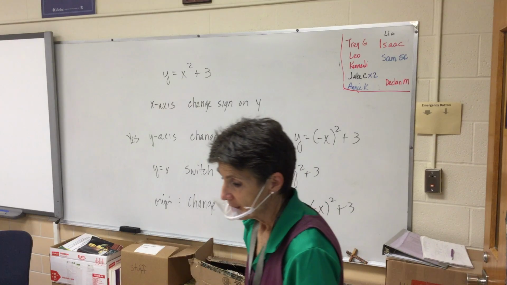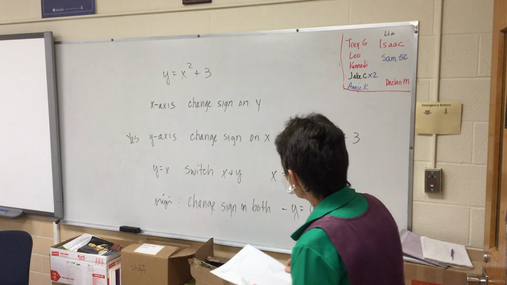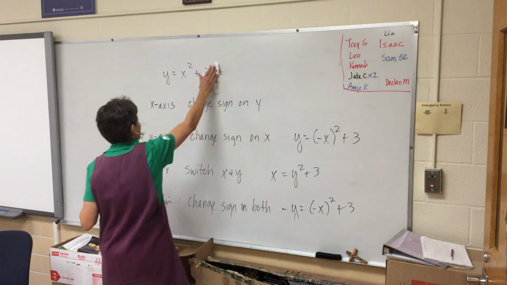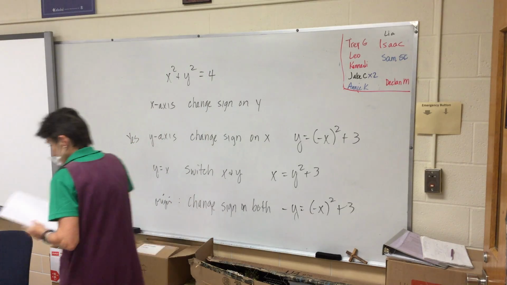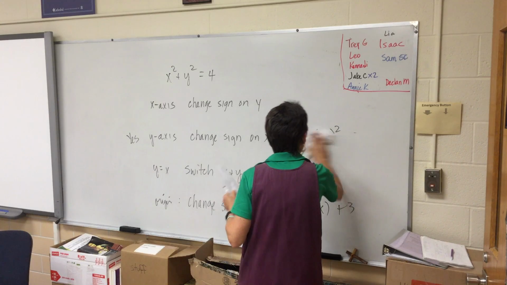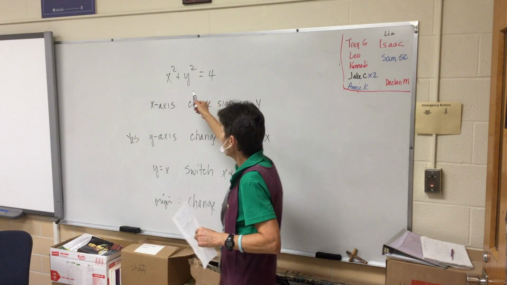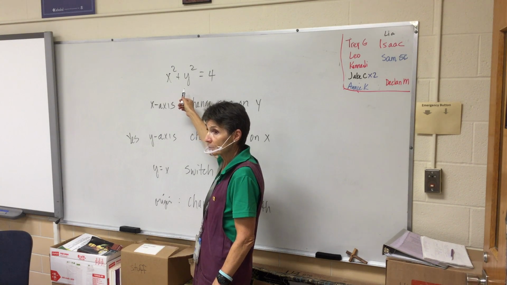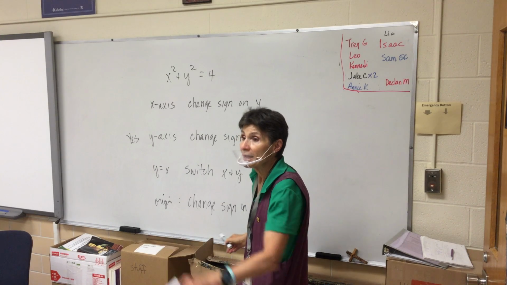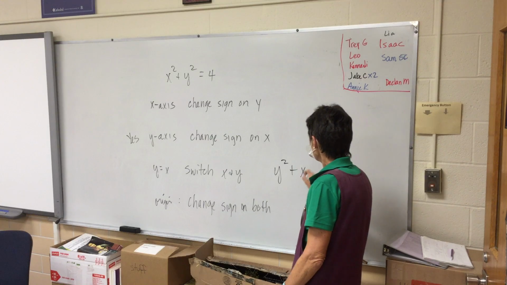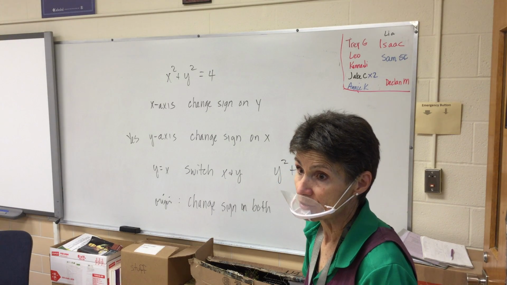Now, I did stipulate this equation is not a function. But we can still talk about symmetries. So let's look at the equation x squared plus y squared equals 4. I think this equation has every single one of these symmetries. Because if you change the sign on y, won't it just get squared out? If you change the sign on x, it'll get squared out. If you change both, they both get squared out. And Liz, when I switch x and y, don't I end up with exactly the same equation? So it has symmetry about the identity line also.